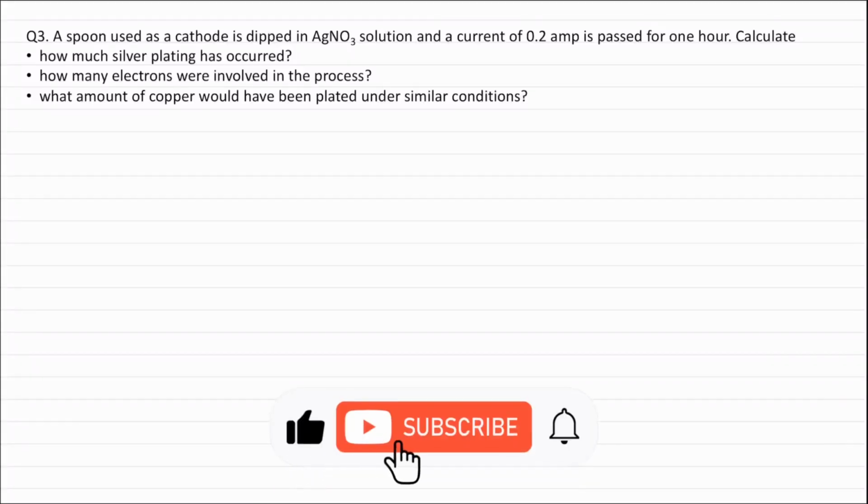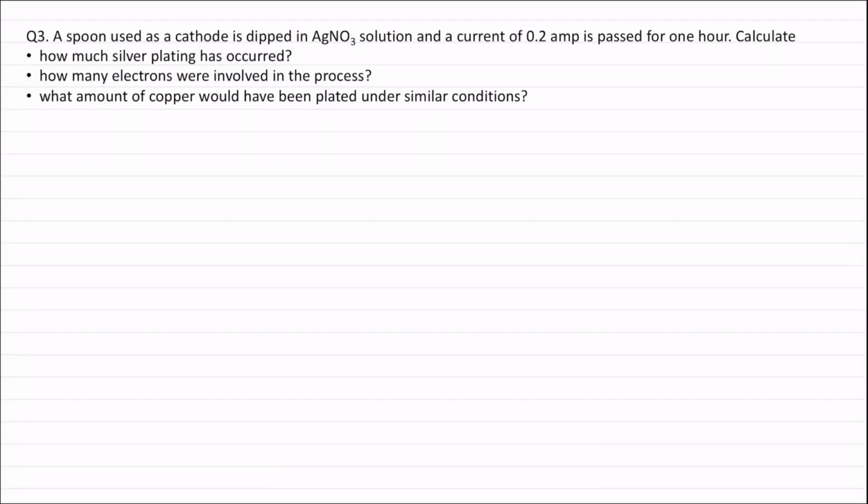Question 3. A spoon used as a cathode is dipped in AgNO3 solution and a current of 0.2 ampere is passed for 1 hour. Calculate how much silver plating has occurred, how many electrons were involved in the process, what amount of copper would have been plated under similar conditions. Now, how much silver plating has occurred means we have to find out the weight of silver.